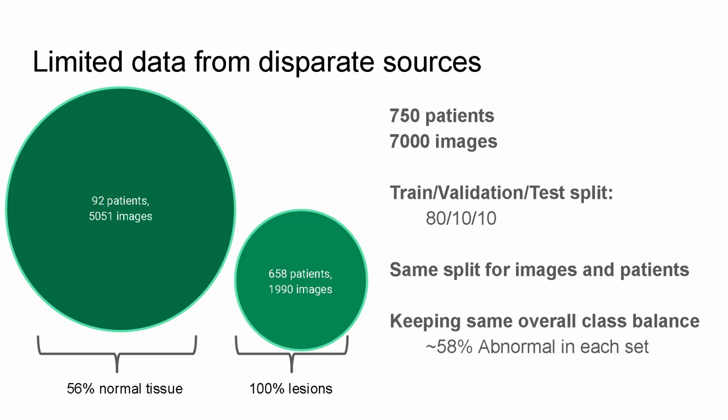The actual class balance, if you add up all the images, is not too bad, 58% abnormal overall. I made sure that my train test split had the same slight class imbalance, and I also made sure that a single patient that had a video, for instance, was not partially in the training set and partially in the test set, so I didn't have any data leakage.